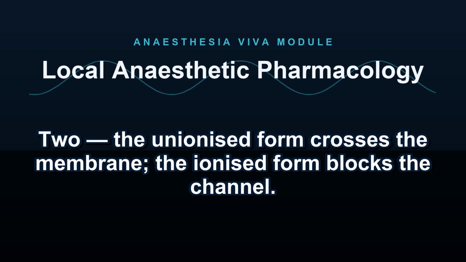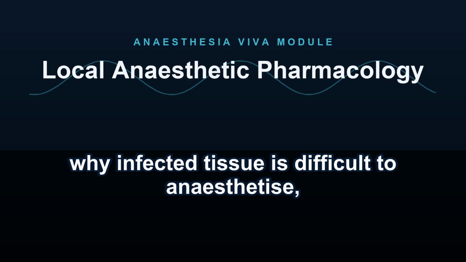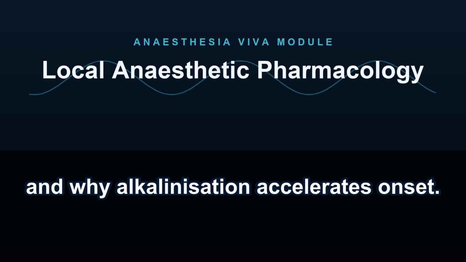2. The unionized form crosses the membrane. The ionized form blocks the channel. This explains why tissue acidity slows onset, why infected tissue is difficult to anesthetize, and why alkalinization accelerates onset.